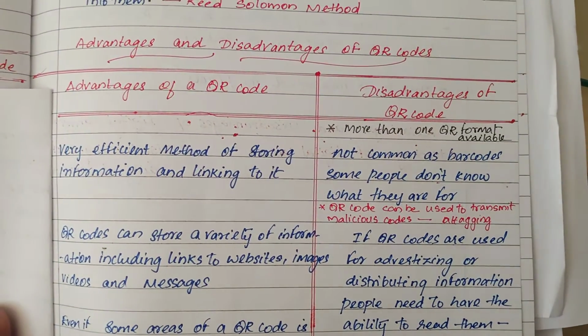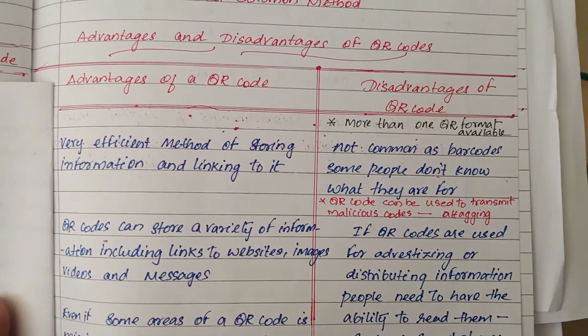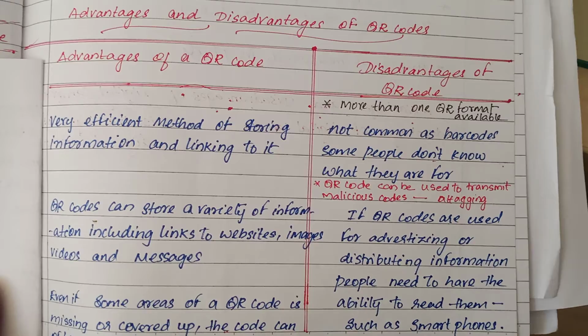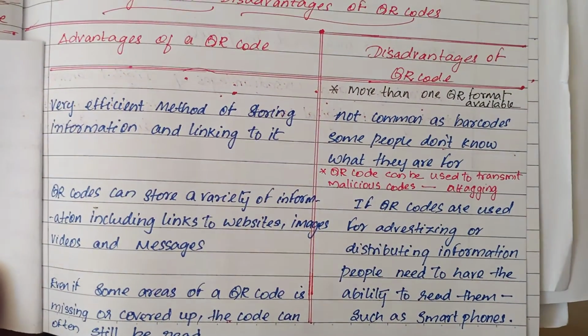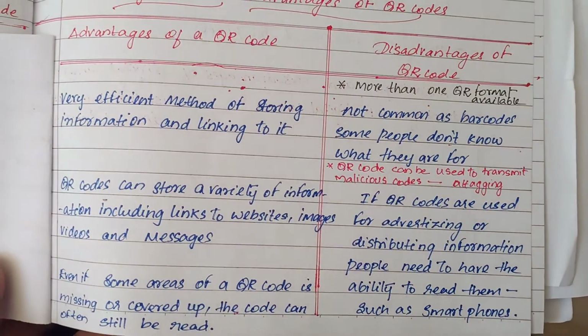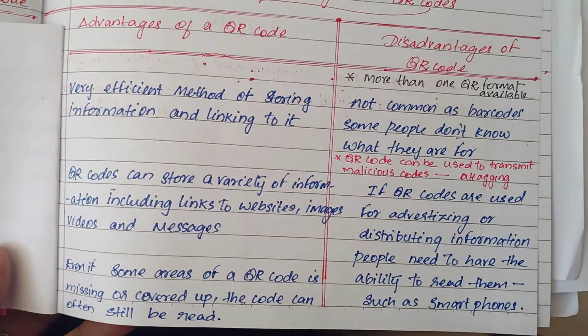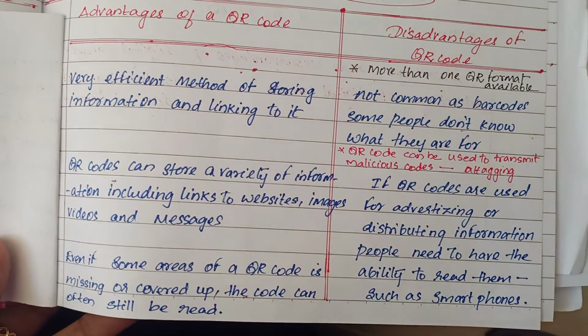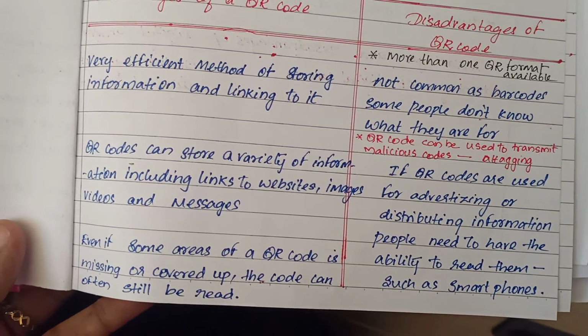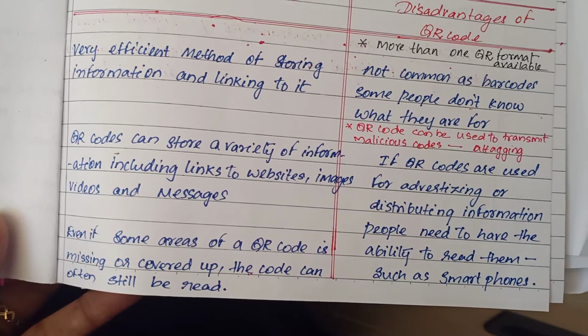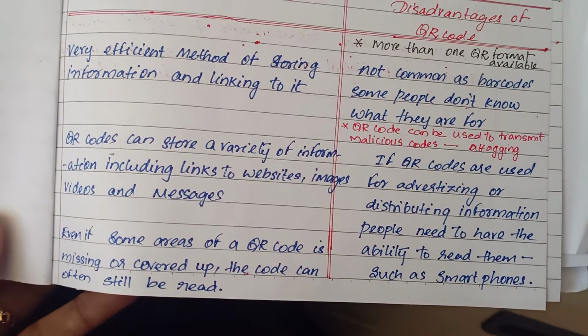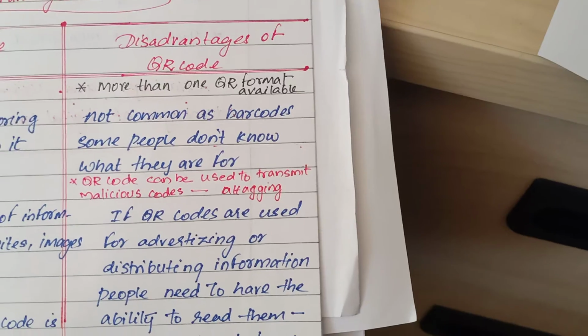Now we will see the advantages and disadvantages of QR codes. So what are the advantages of QR codes? QR codes are a very efficient method of storing information and linking to it. They can store a variety of information including links to websites, images, messages, telephone numbers, etc. Even if some areas of the QR code are missing or covered up, the code can often still be read.